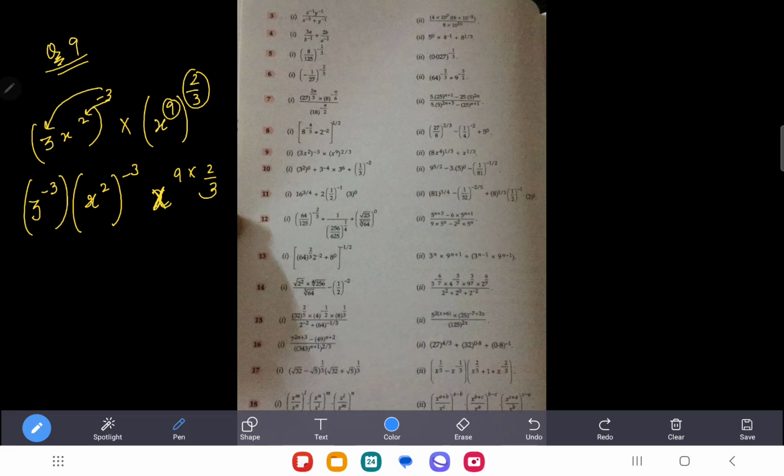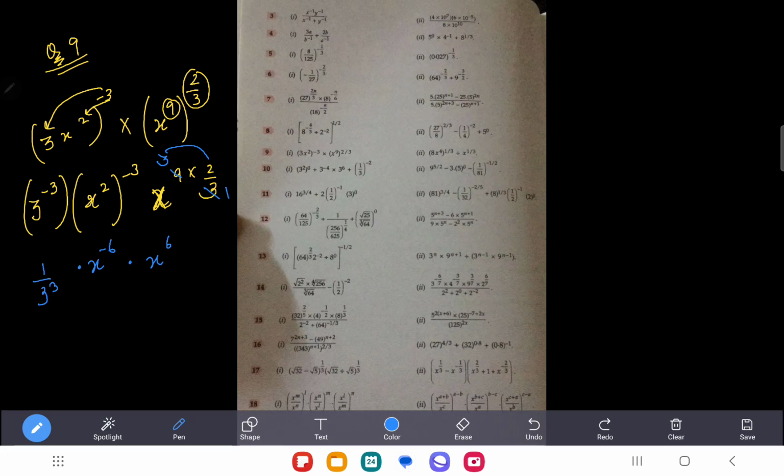So it is going to be what? 3 times 1 and 3 times 3. So it would be what? It would be 1 over 3 cube times x raised to the power minus 6 times x raised to the power 6, because 3 times 2 is 6.